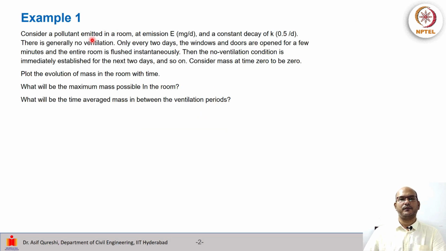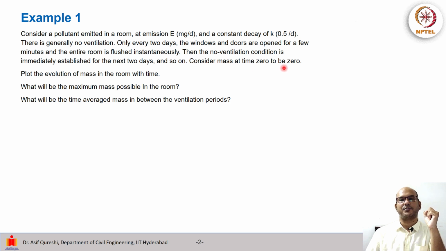So the first example, we consider a pollutant emitted in a room at emissions E milligrams per day, and the pollutant has a constant decay of K 0.5 per day. So this is our rate constant for loss. There is generally no ventilation. Only every 2 days the windows and doors are opened for a few minutes and the entire room is flushed instantaneously, which means from between 0 to 2 the mass builds up, and at time 2 days immediately everything is flushed out. So the mass goes away, and then the no ventilation condition is immediately established for the next 2 days and so on.